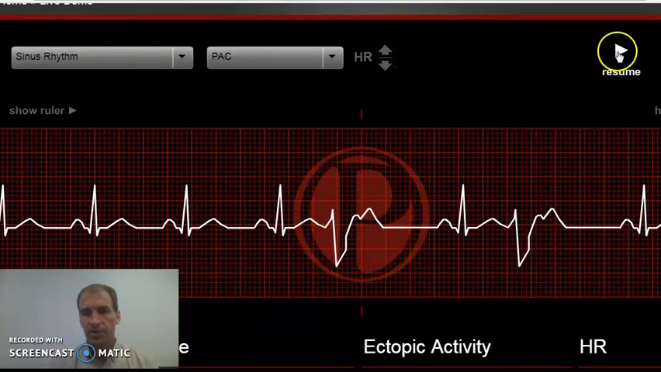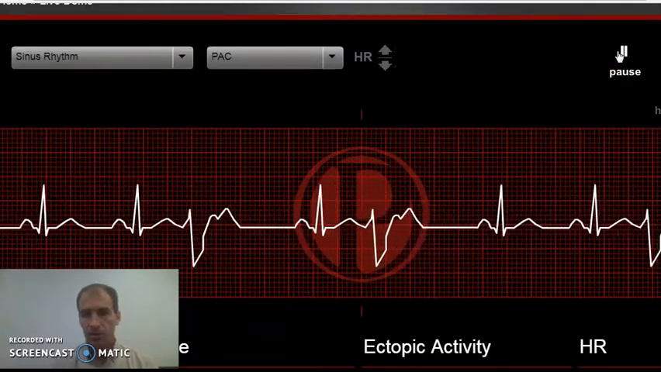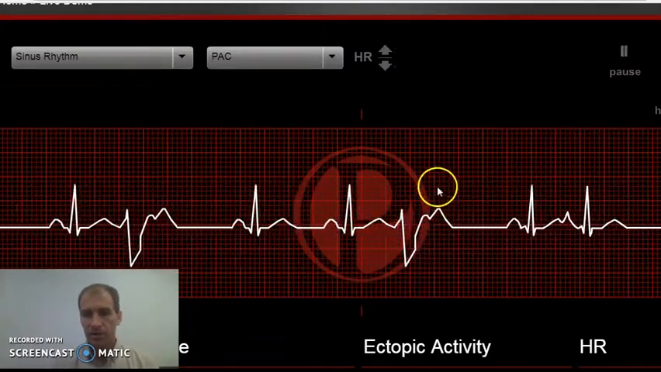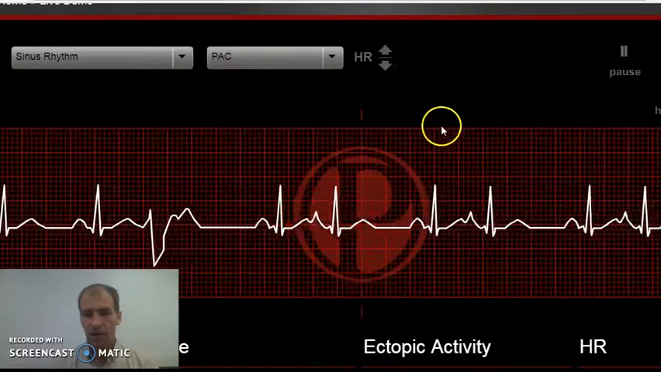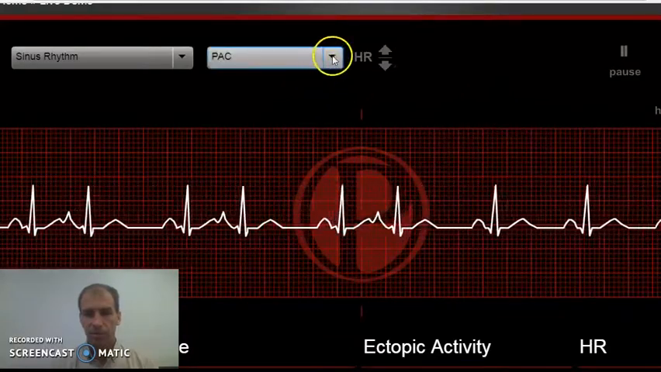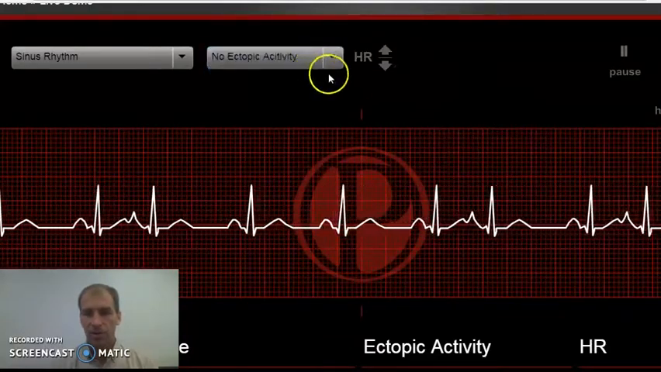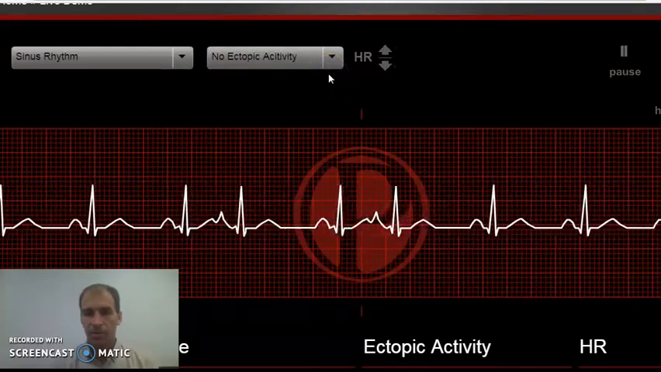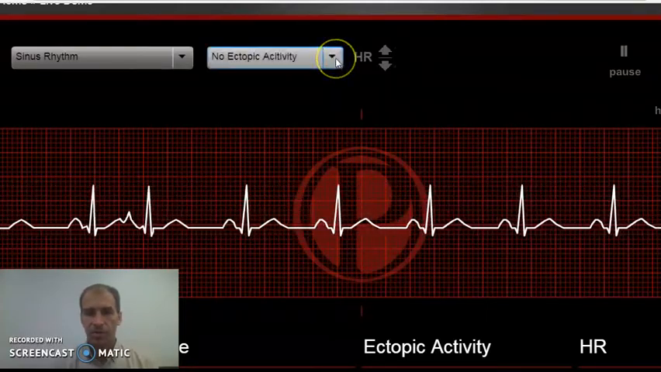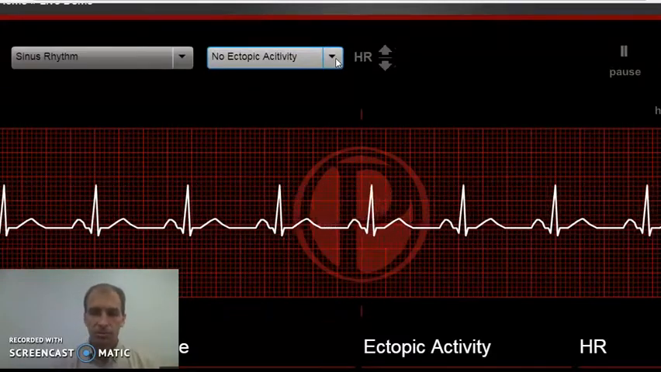Let's look at PAC. All right, so we have normal. There's another PVC. Okay. Now we got couplets. Let's go back to just normal here. Okay, so here's our normal rhythm coming up. There's our normal rhythm. Right, boom, boom, boom, boom.